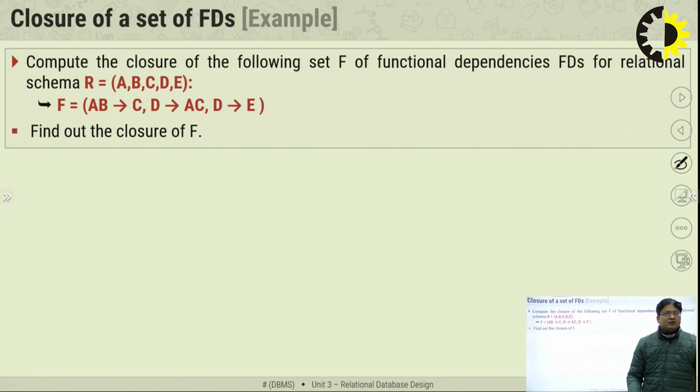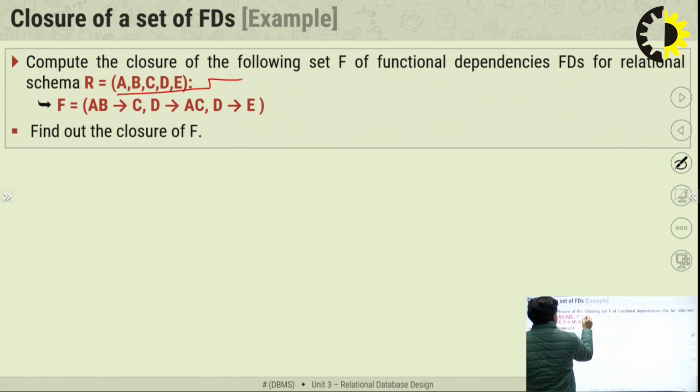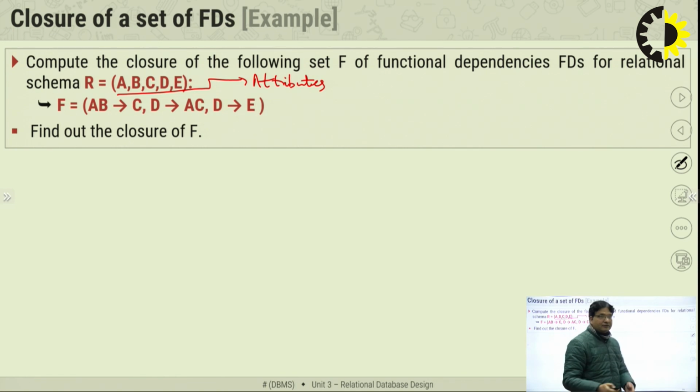Now next, one more example: compute the closure of the set of FDs for relation R, where R is having the following set of attributes. R is equal to A, B, C, D, E. These are the attributes of the relation. So the relation has 5 attributes and the set of FDs is AB determines C, D determines AC, and D determines E.